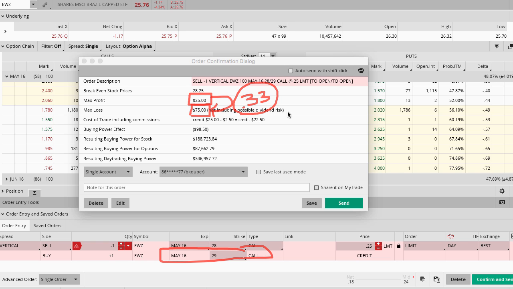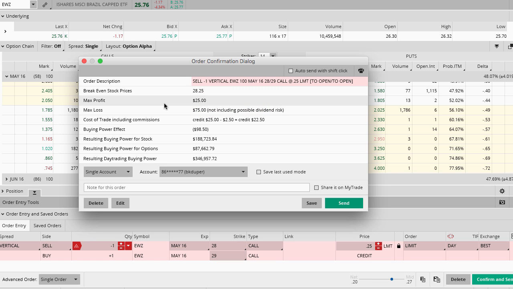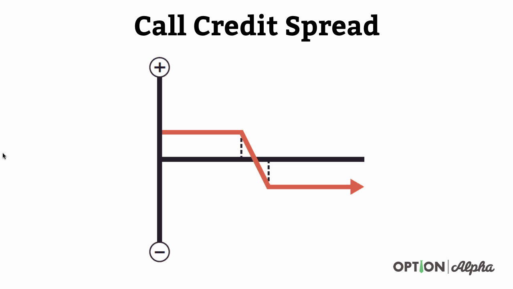But now the difference becomes that we have limited risk. So now we're only risking $75. Now we can only make, because we have limited risk, $25. Again, so we have less risk in the trade. Now we have less profit potential in the trade as well.